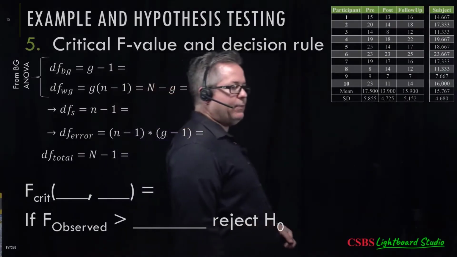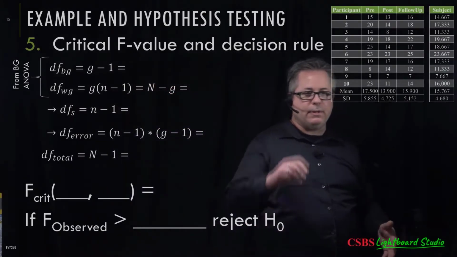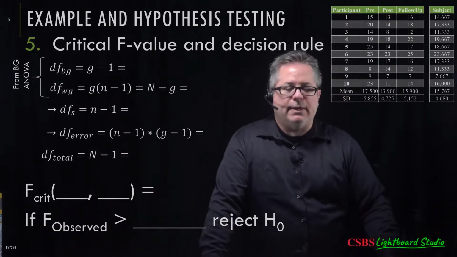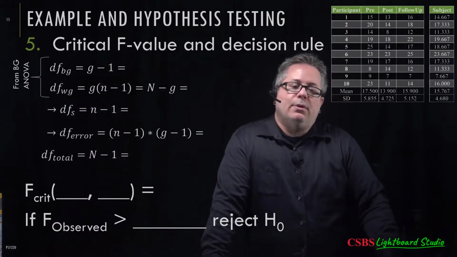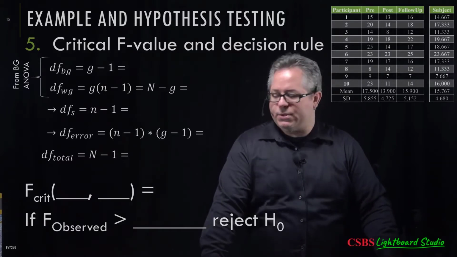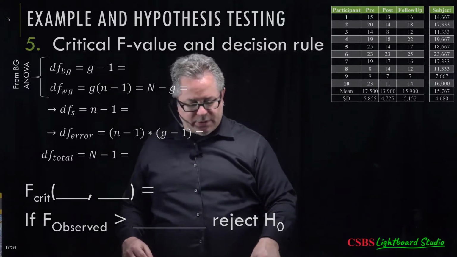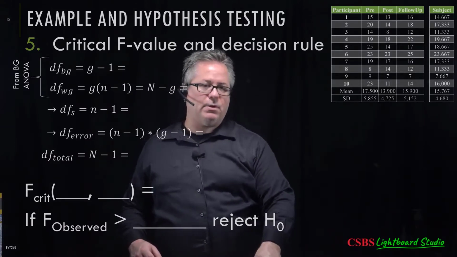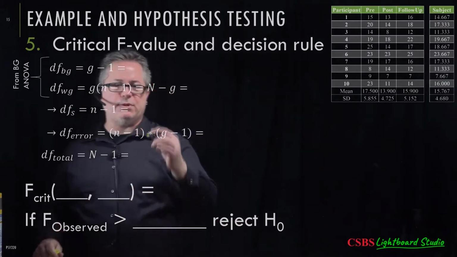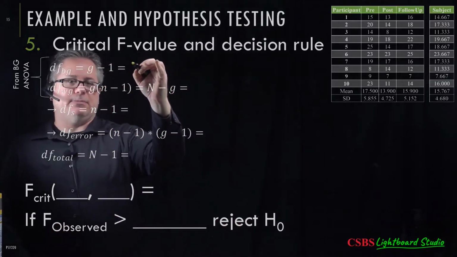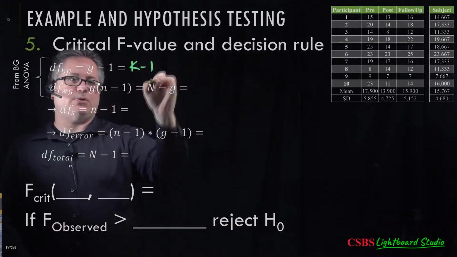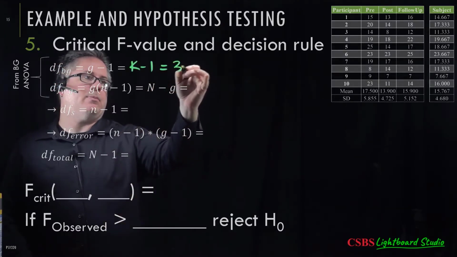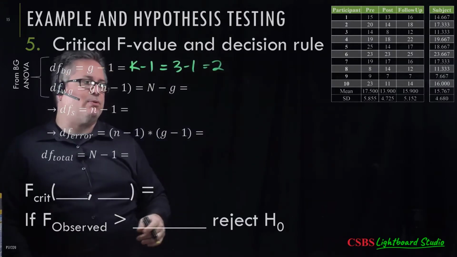So step 5, we need to talk about degrees of freedom. We need to find an F critical value so that we can actually make our decision rule. Okay, so between groups is the same as it was before. Again, I'm using G here, but we don't have to. When we did a one-way between groups, it was K, right? So G minus 1, same thing as K minus 1, whatever it is. We have 3 of them. Minus 1 means I have 2 degrees of freedom between groups.